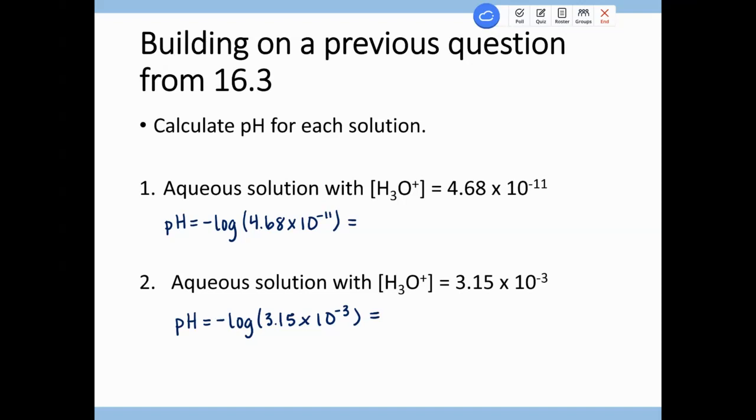Okay, so first solution here, H3O+ concentration is really small, 10 to the negative 11. You take the negative log of that concentration, the pH is 10.3. For the second solution, with a higher concentration of H3O+, the pH of this solution is 2.5.